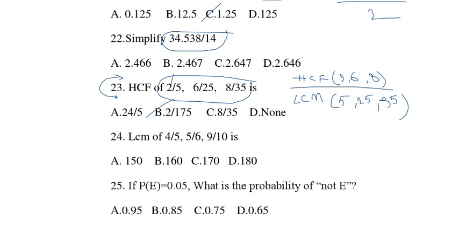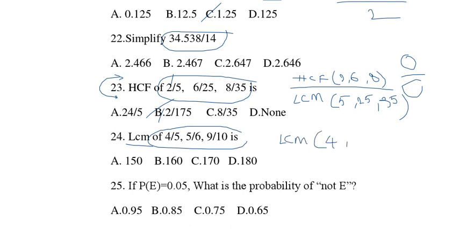Similarly, now this is the problem for LCM. So in this case, what to do? When they are asking the LCM, your numerator should be the LCM. Numerators are 4, 5 and 9, find their LCM, and the denominators are 5, 6, 10, find their HCF. Divide it and you will get the answer. Answer is 180.